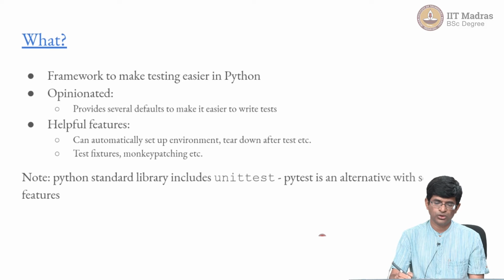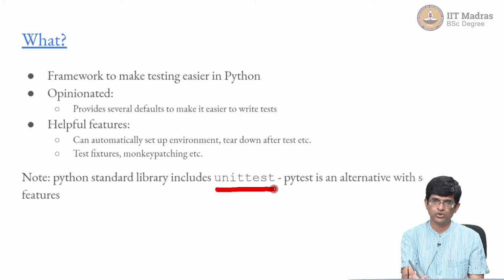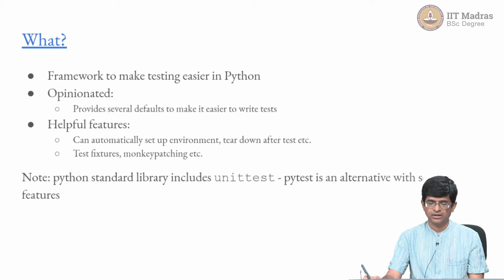Now one thing to note over here is that the Python standard library actually includes something called Unittest, which is a Python standard library element. Pytest is an alternative, right? In a lot of cases you might be able to get by just by using Unittest itself. Pytest basically has some additional features, and because of that we'll be focusing on it over here. But what I want to make clear is that Pytest is not the only way of doing it, right?